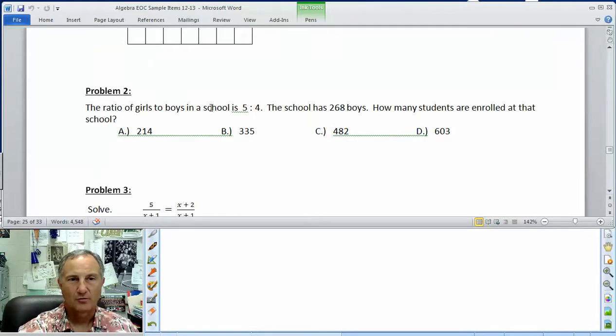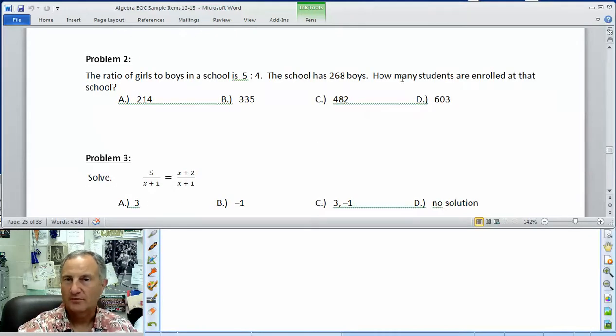Problem 2. The ratio of girls to boys in the school is 5 to 4. The school has 268 boys. How many students are enrolled at the school? Well, using the ratio of girls to boys, so many girls to 268 boys, and we've got to add the boys and girls to find how many students.